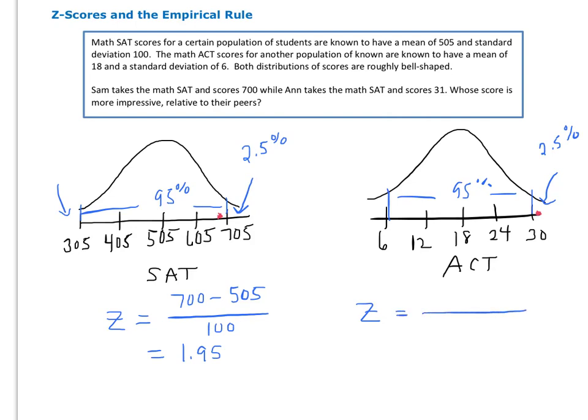Likewise, for Anne, her score was 31, the mean on the ACT is 18, and the standard deviation is 6. So Anne's z-score is 2.17. And again, that reflects what we saw in the picture. Her score was just above 2 standard deviations from the mean.